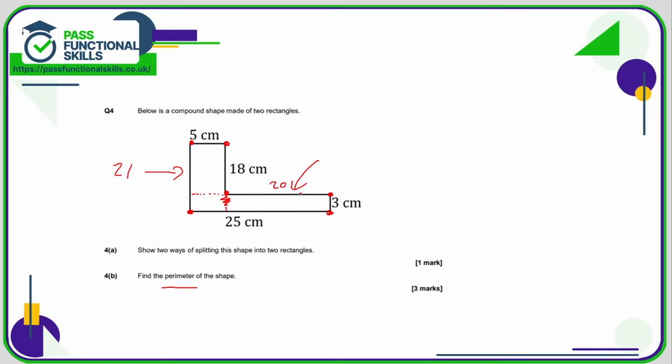So let's just try and find a logical order. So 25 plus 5 is 30. 30 plus 20 is 50. 50 plus 21 is 71. 72, 73, 74. And now I'm just going to do the 74 plus 18 using a column method. 8 plus 4 is 12, 2 carry the 1, 7, 8, 9. So the answer is 92 centimetres.